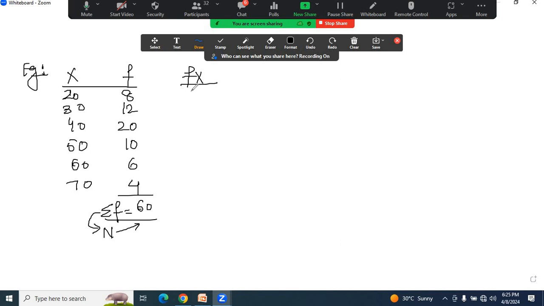Now for discrete series we find fx. 20 into 8, 160. 30 into 12, 360. 40 into 20, 800. 50 into 10, 500. 60 into 6, 360. 70 into 4, 280. If anyone can quickly do the total of fx.